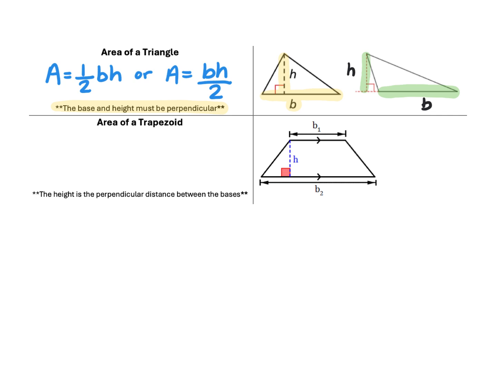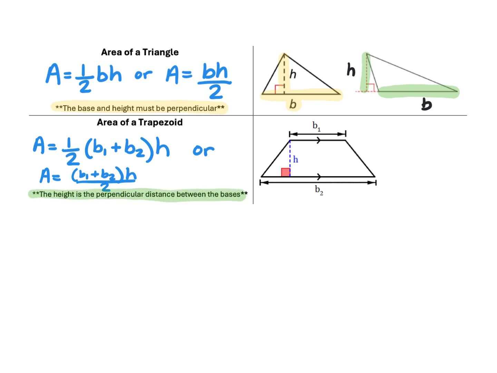Then the area formula for a trapezoid is area equals 1/2 times the sum of the bases, so B1 plus B2 times h, or you can also write it as area equals B1 plus B2 times h all over 2. And once again, the base and the height have to be perpendicular. So the height is going to be the perpendicular distance between the bases. And the bases are those sides that are parallel.